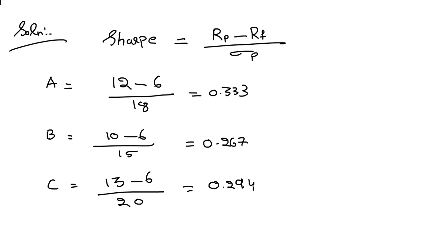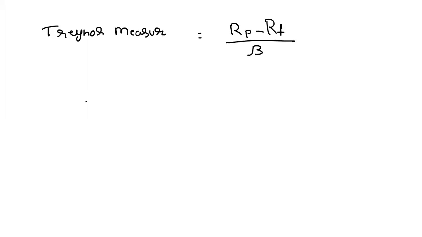Now let's calculate it by using the Treynor measure. So the formula we know, that is return on portfolio minus risk-free rate divided by beta. So for fund A it is the same thing, 12 minus 6 but divided by beta. So beta is 1.1. So we get 5.45.